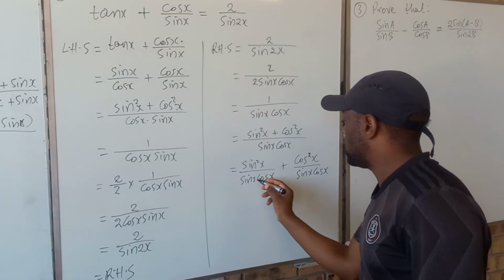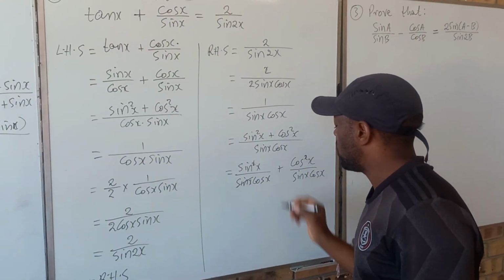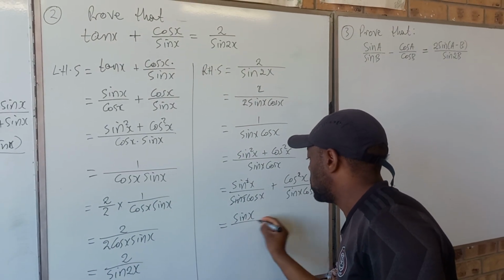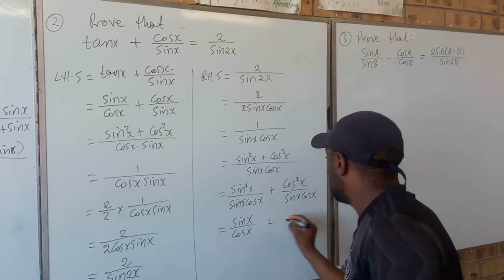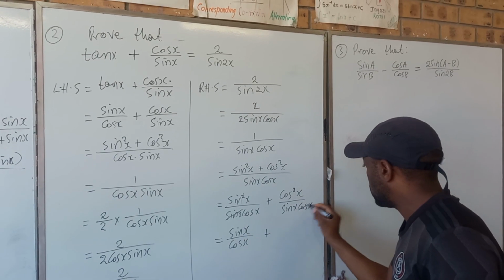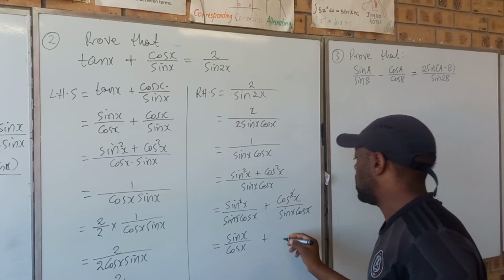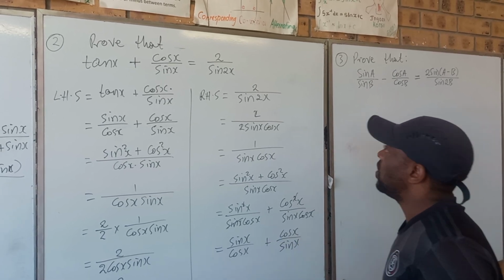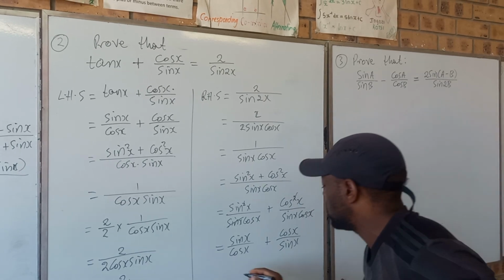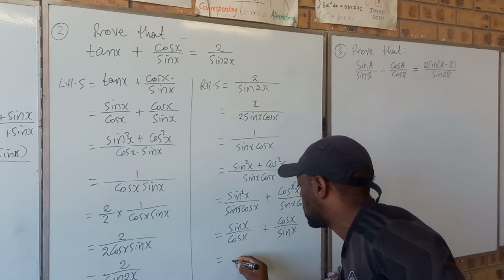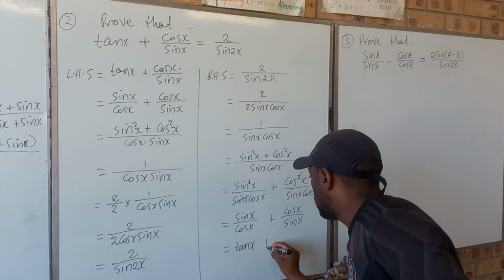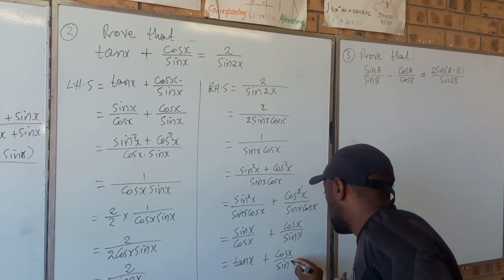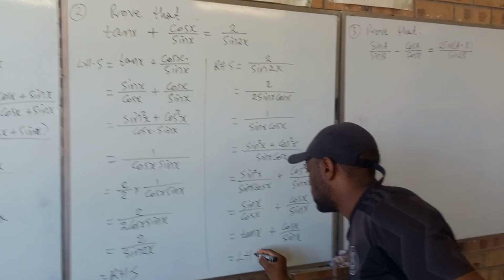So here you see that this sine x will take care of one of the sine x there, so that I'm left with sine x over cos x, then plus here cos x will take care of one of the cos x there, I'm left with cos x over sine x. So if I look at there, this is exactly tan x, plus the other term is cos x over sine x, and that is your left hand side.